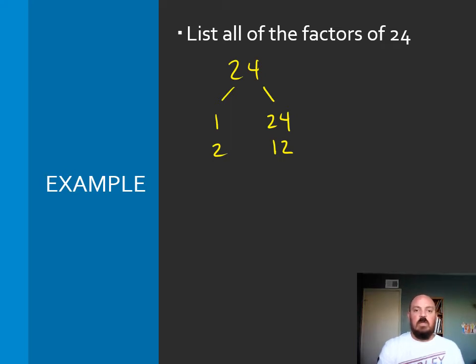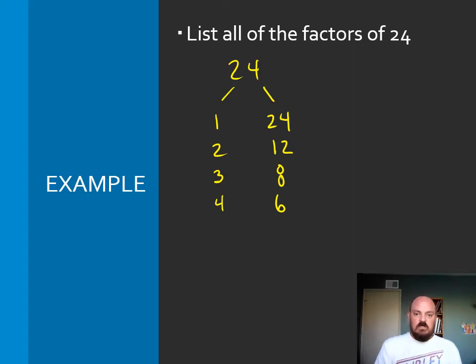And then we say, how about 3? Yeah, that one works too. 3 times 8 is 24. And then you say, how about 4? Yeah, that one actually works also. 4 times 6 is 24. And then you say, how about 5? And there's our first one that doesn't work. 24 divided by 5 would not be a whole number, so it does not work.